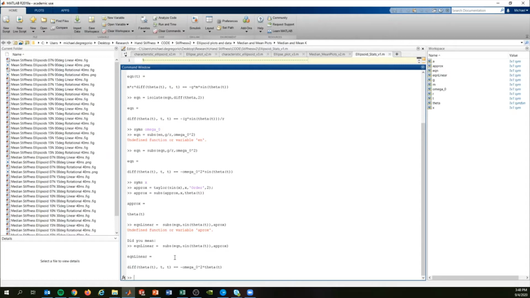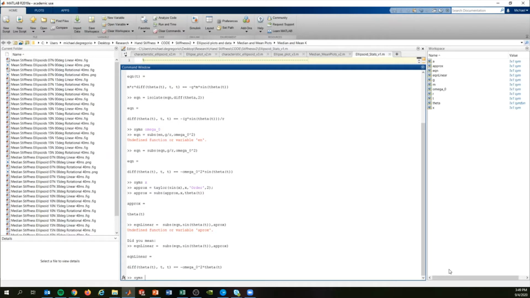Cool. So we're left with the second derivative of theta with respect to t, which is equal to negative omega naught squared times theta of t. Okay, this is my linearized equation. What's the difference between this and the non-linearized version? The sine is gone. So that's really nice. So what's step 3? We're going to solve the equation of motion analytically.